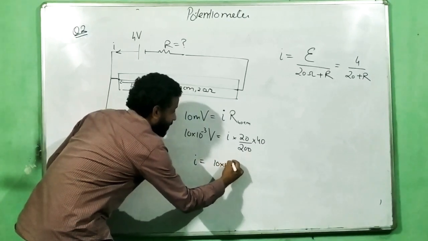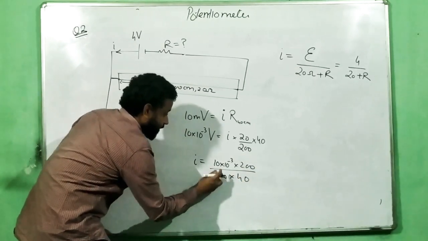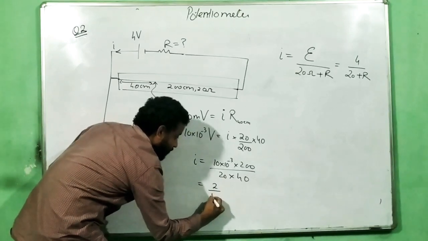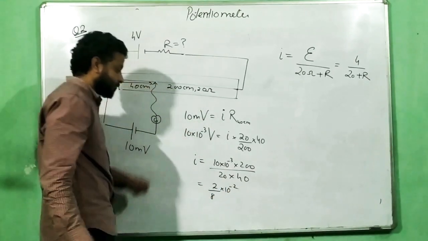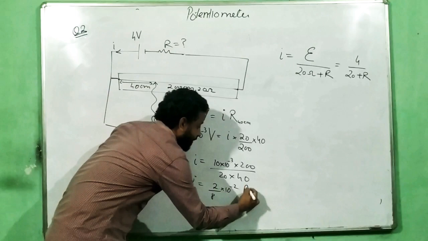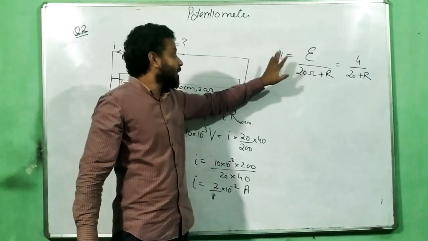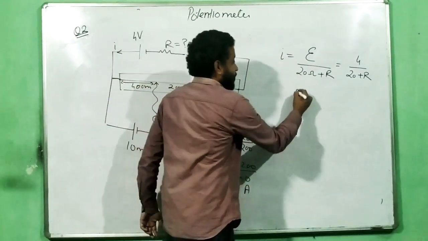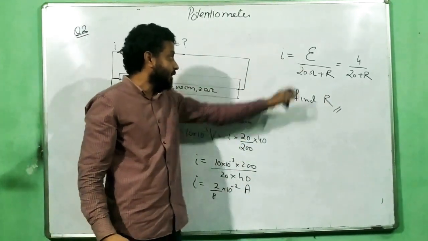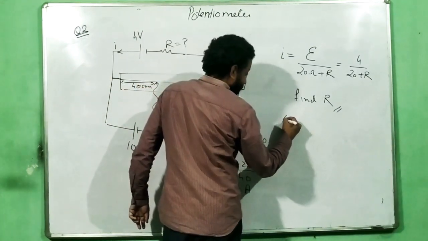So I equals 10 into 10 power minus 3 into 200 divided by 20 into 40. So 10 power 1, 2, 3, so it goes out. So it becomes 2 divided by 4, 2s are 8, into 10 power minus 2. So this is your I, and this is in ampere. Where are you going to put this value of I? You are going to put this value of I over here, and then you find the value of R. Correct? So put the value of I over here, so that will be equal to 2 by 8, that is 1 by 4, it is 0.25.